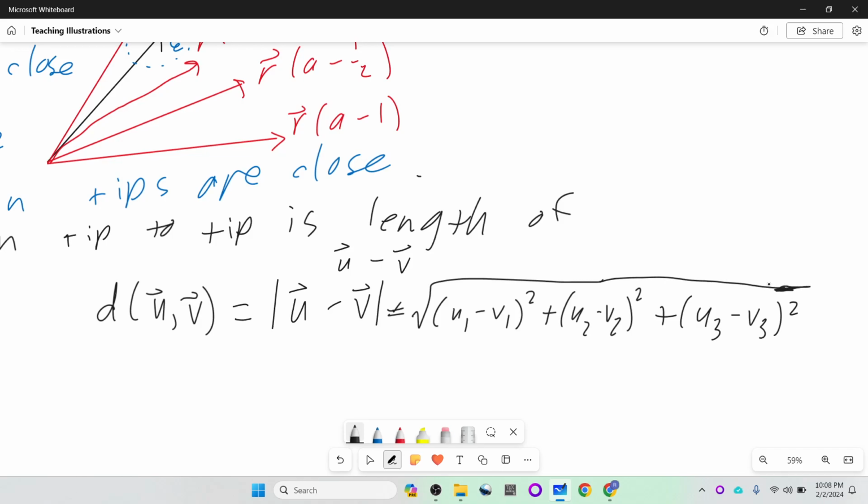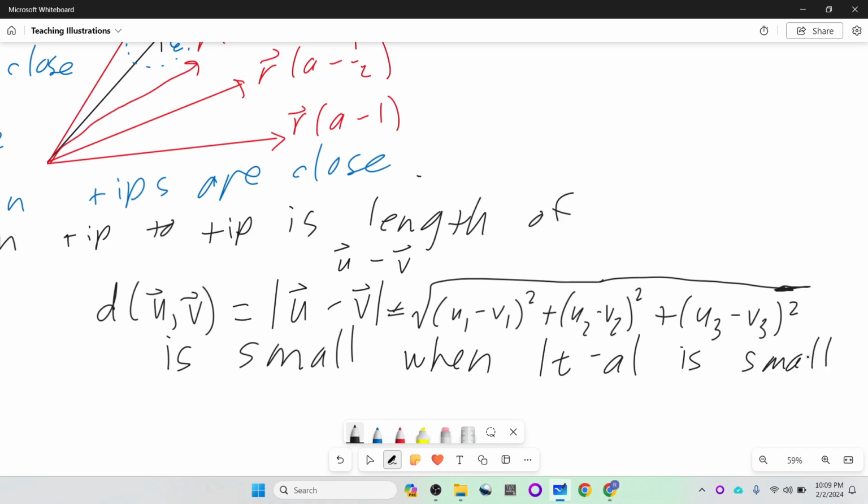Sometimes people who've been doing math for a long time start going off on unrelated subjects or things that are way too advanced for the class. So when I start talking about different ways of measuring distance, I really probably shouldn't do that, because in our class, this is how we measure distance, with the Pythagorean theorem. So we're saying this needs to be small when t minus a is small. We let t get close to a specific time, and the distance between two vectors should also get small.